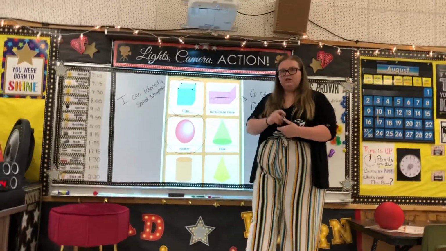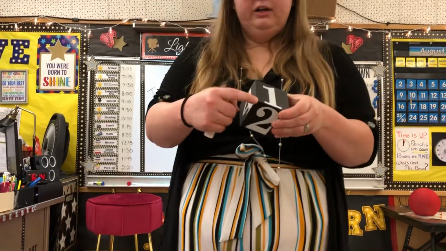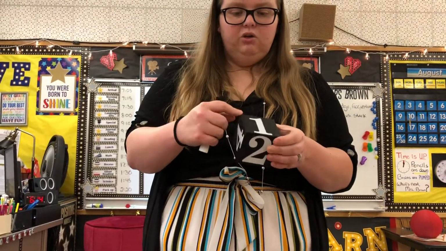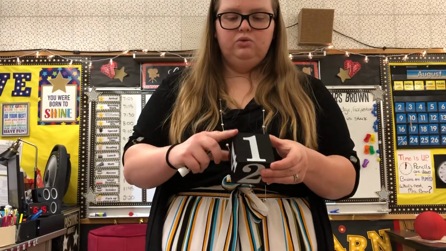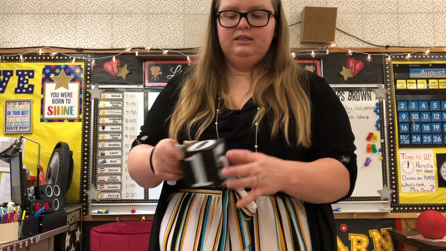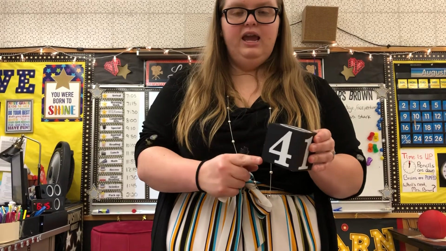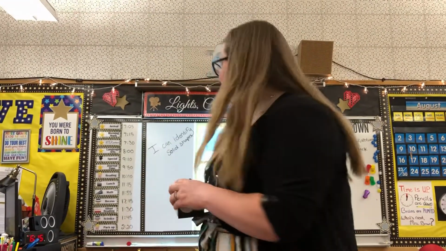So let's look at it on our real life cube. So each corner is a vertex. So let's see how many of those we have. 1, 2, 3, 4, 5, 6, 7, 8. We have 8 vertices. So let's write that.